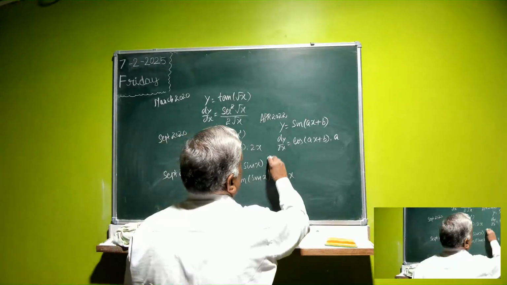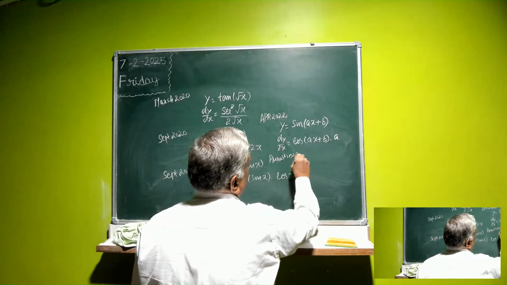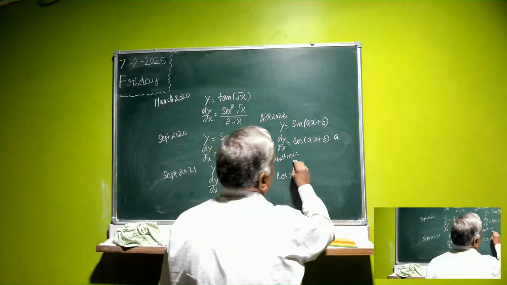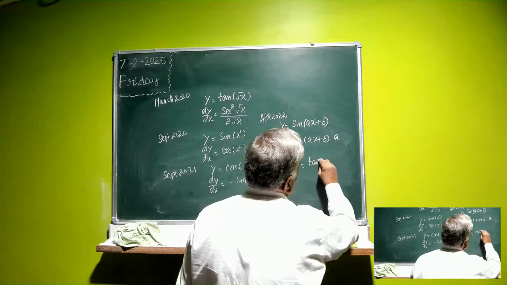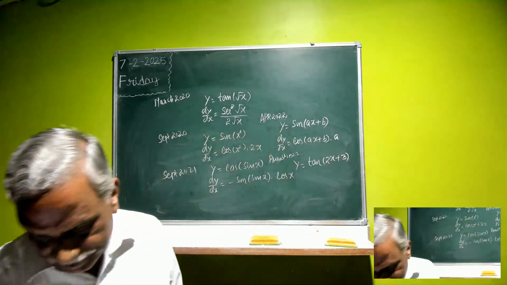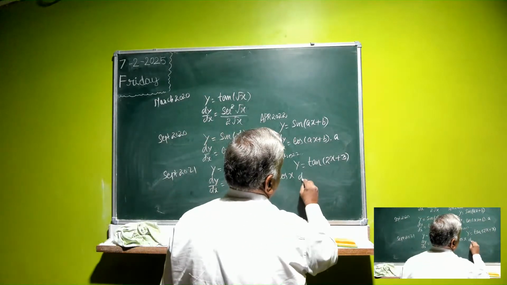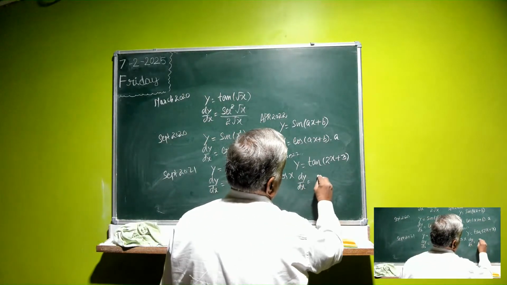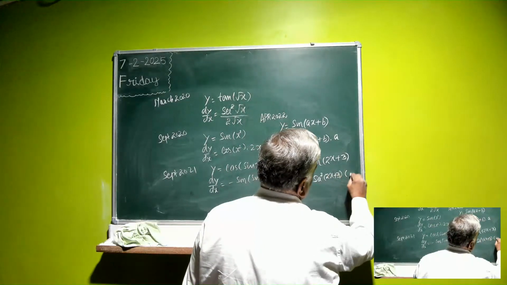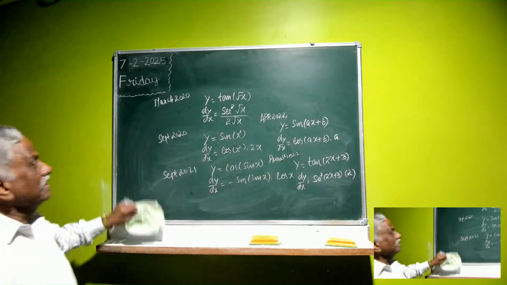The August exam was held in 2022. It was not in September or July, the August exam was held. Y is equal to tan of 2x plus 3. So again chain rule, secant square of 2x plus 3 into 2, because differentiation of 2x is 2 and 3 is 0.